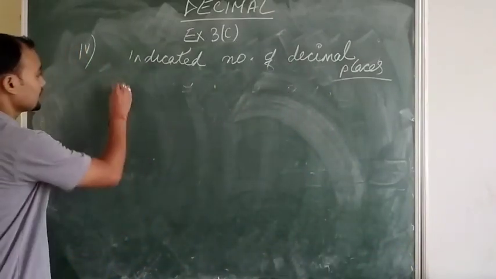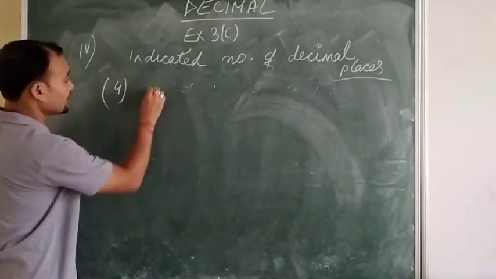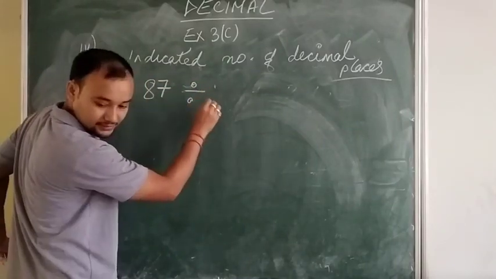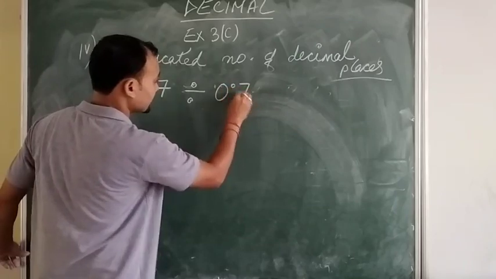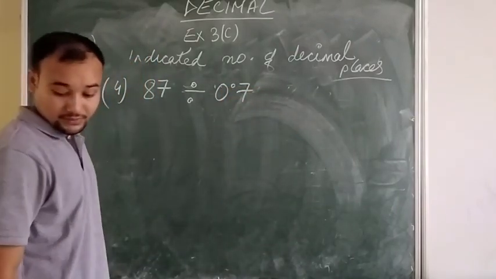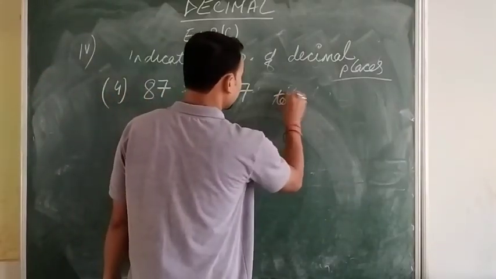Question number 4. You see, 87 divided by 0.7. Okay, 87 divided by 0.7. It will be very big.